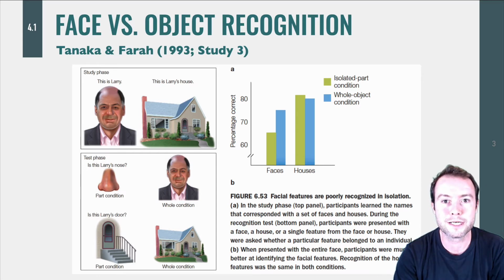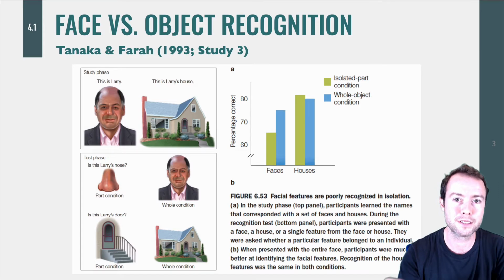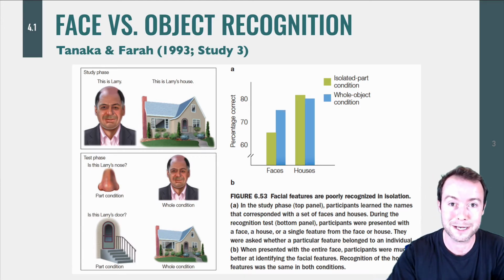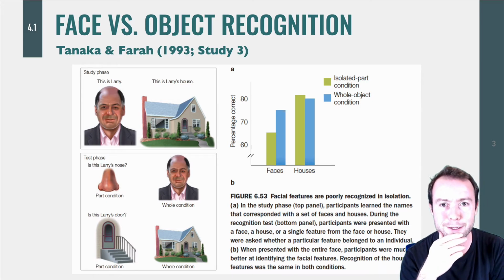Now if we process faces and houses in fundamentally the same way, then there shouldn't be any difference in how we perform in the part and the whole object conditions. In other words, in the isolated part condition, our recognition for the faces and the houses would be equally bad, and then in the whole condition we'd expect a little bit of an improvement, but we would expect that improvement to be similar for both the face and the house condition. But that isn't what happens here.